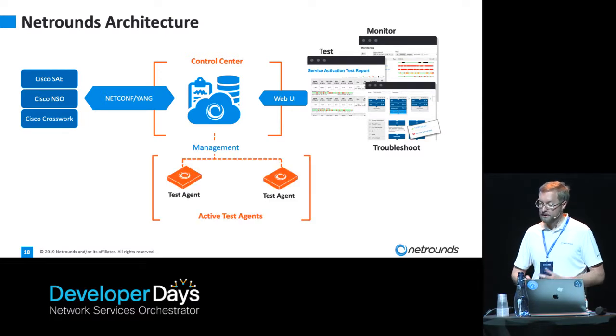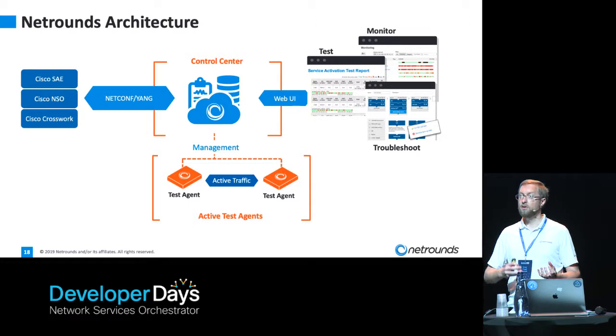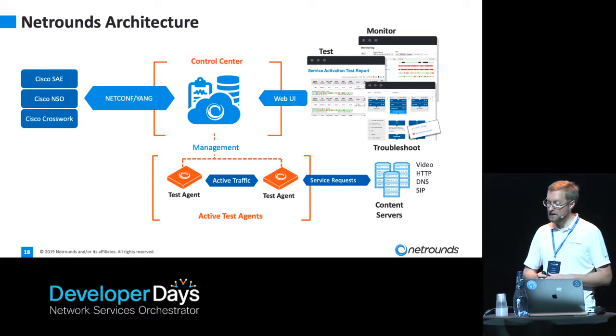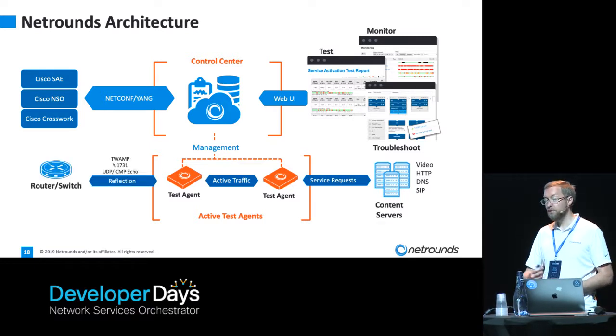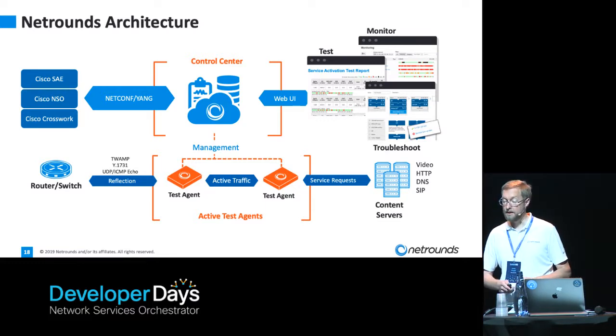The Control Center orchestrates the Netrounds test agents, which are distributed in the network, either inside service chains or in various data centers or customer locations. The test agents run test traffic from one test agent to another one to simulate various kinds of applications and protocols, but they can also work as clients consuming external content from content servers, such as video streams, HTTP requests, DNS lookups, doing SIP calls, and so on. So just like a normal end user would. And they can also do reflection measurements towards a router or a CPE, for example, using TWAMP or even basic UDP and ICMP echo.